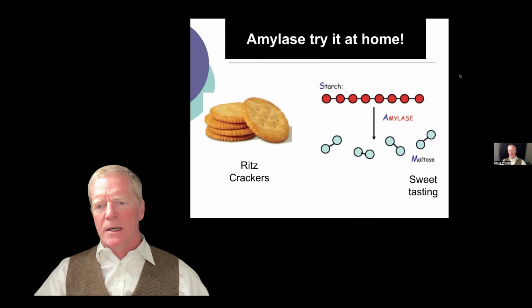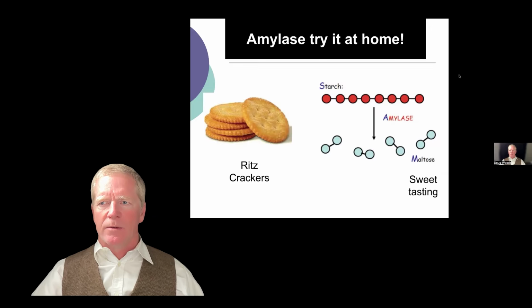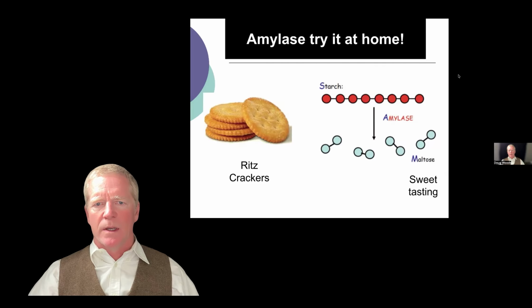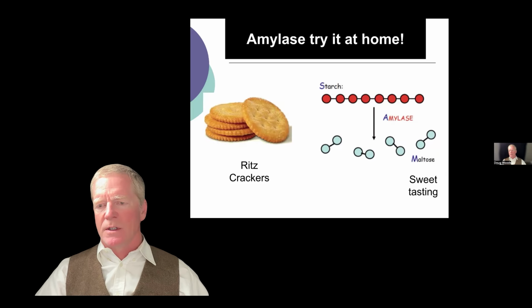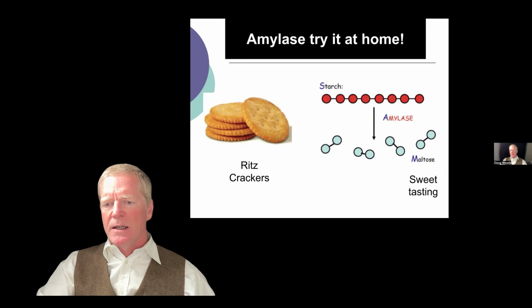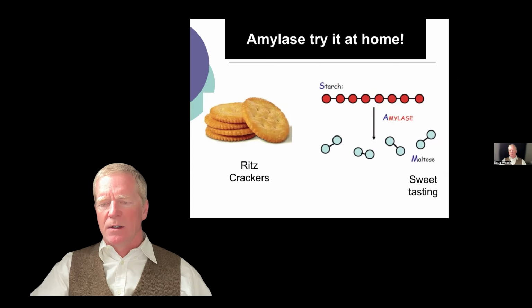Amylase, for example, is an enzyme that breaks down starch. You'll probably remember from biology 1A and 1B that starch is the way that plants store glucose. Plants store glucose as starch. Starchy foods include things like potatoes and also these Ritz crackers. Amylase is an enzyme that will break starch down into its component, in this case, glucose dimers, which are maltose. Maltose tastes sweet.